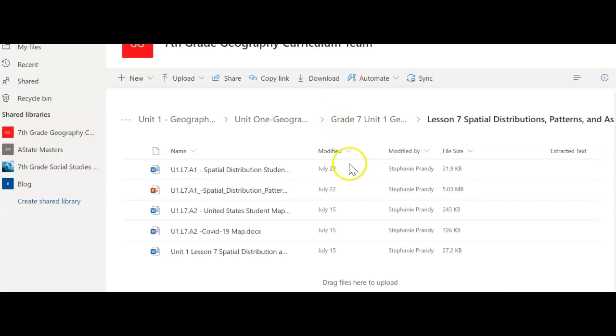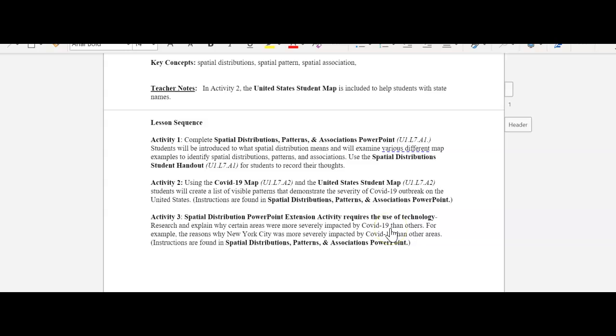And then we're going to use the COVID map and the United States map. Those are found in our resources. They're going to use this picture to help them identify different things going on. What are some of the patterns and the distributions that they notice about the COVID-19 breakout, specifically in the United States.